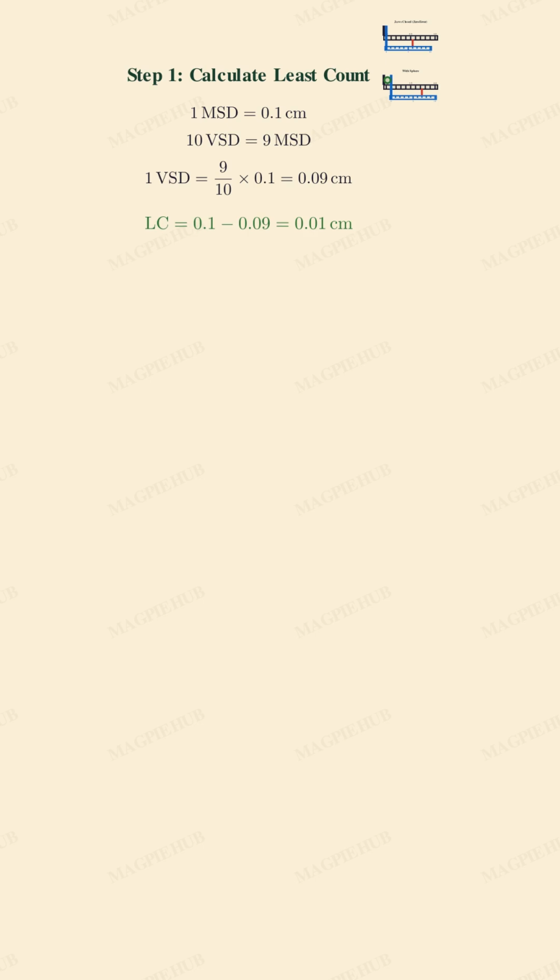Step 1. Calculate the least count. One main scale division is 0.1 centimeters, that is 1 millimeter. Since 10 vernier divisions equal 9 main scale divisions, one vernier division equals 0.09 centimeters. Therefore, the least count is 0.1 minus 0.09, which is 0.01 centimeters.